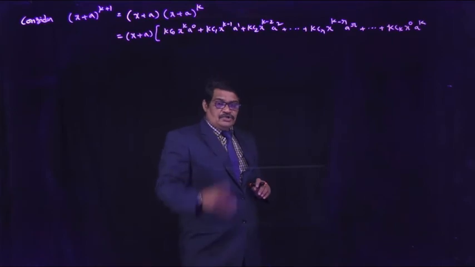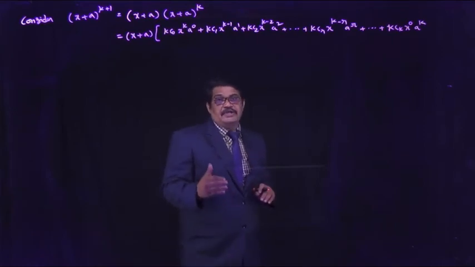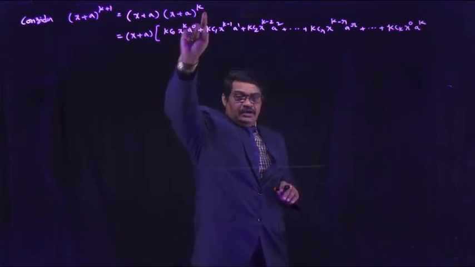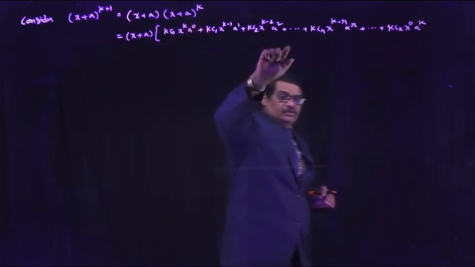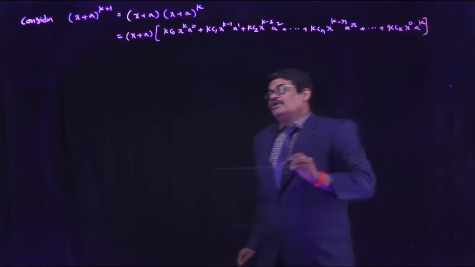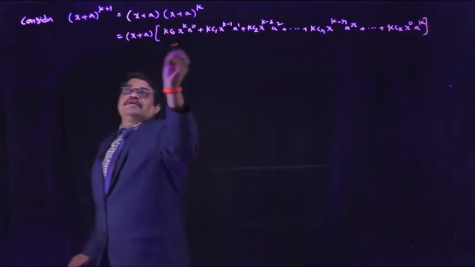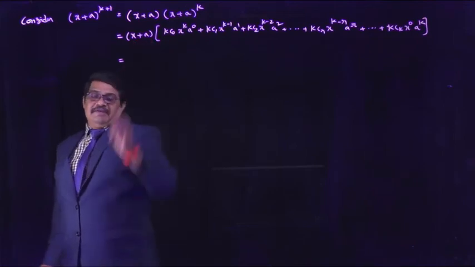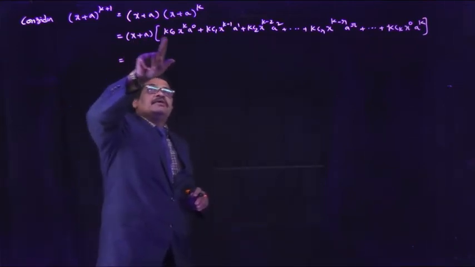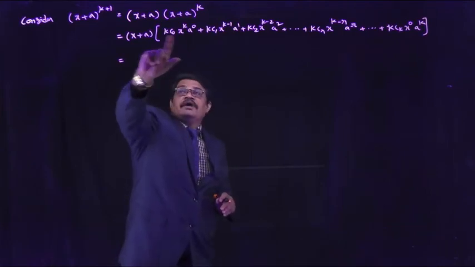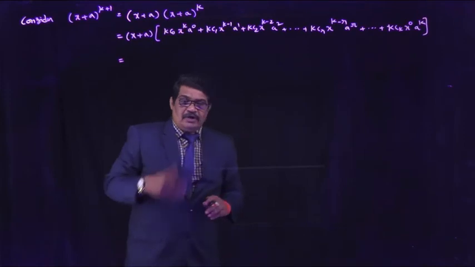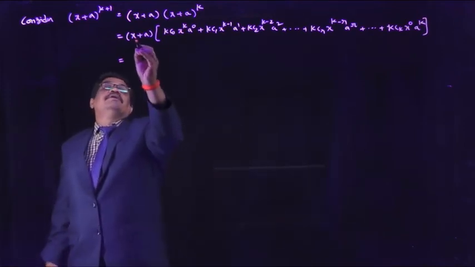So now we are assuming the statement is true for n = k, then (x + a)^k can be written as this one. This is the (x + a)^k. Now we are multiplying this expression with x + a. First we are multiplying with x. So we are multiplying each term by x, then the powers of x are increased by 1. Okay, now I am multiplying by x.